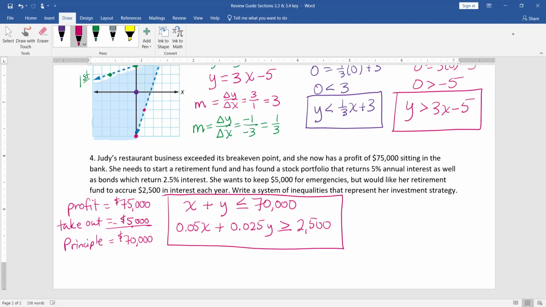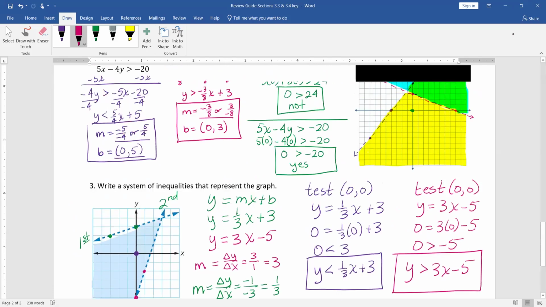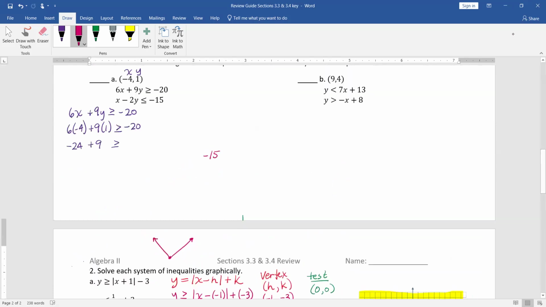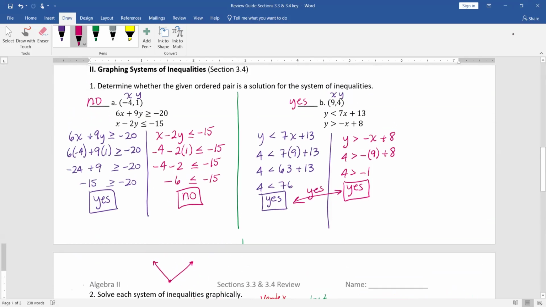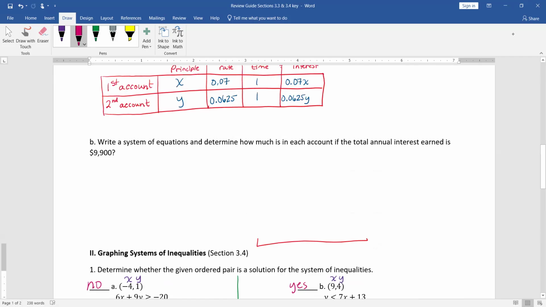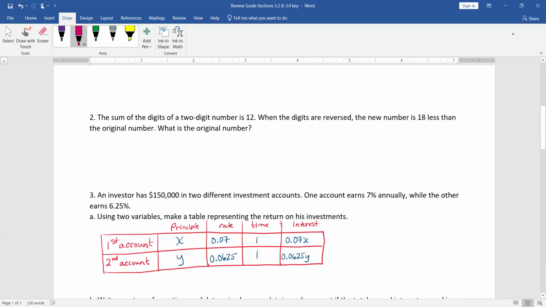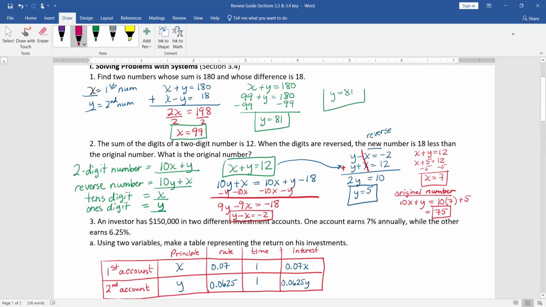And that's all I asked for you to do, is to be able to interpret. And again, I feel like that's kind of the hardest part. Interpret the question into the system of inequalities. All right, I don't think I skipped anything. Let me just go back and double check. This is everything. Yeah, that covers everything.